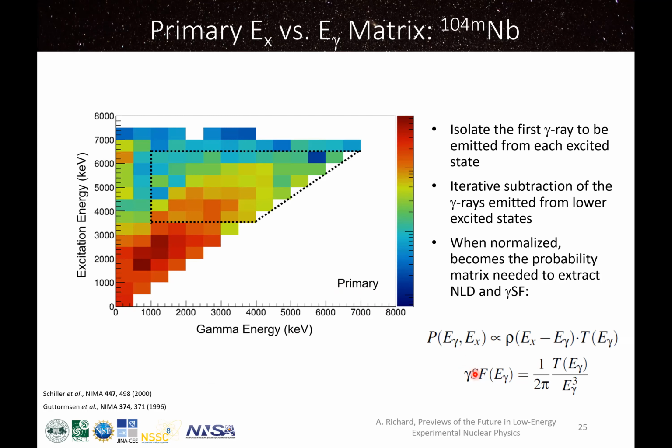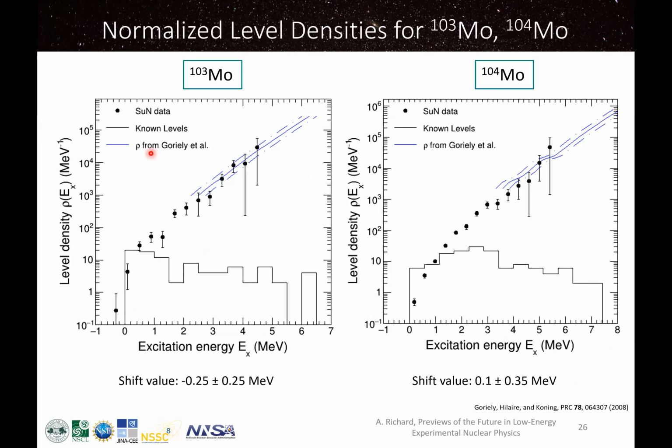And so once we have this, we can then actually extract our level density and strength function in this region that's outlined here. So the level densities for molybdenum 102 and 103 are shown in these plots, level density versus excitation energy. Experimentally, what we get from the first generation matrix are these points that are shown here.